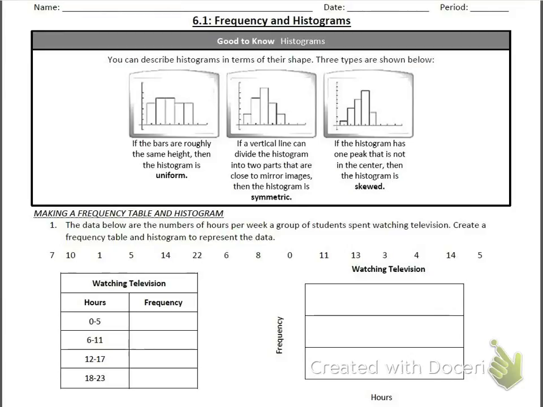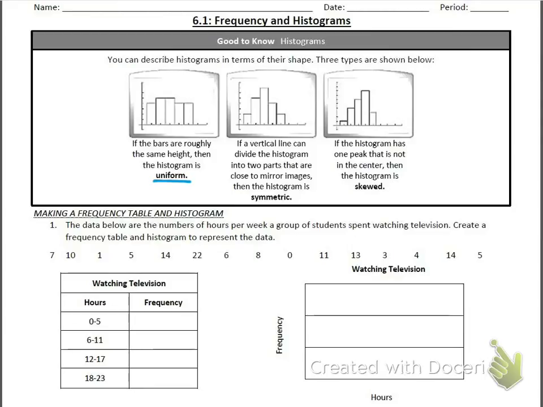We have 3 different types of shape that histograms can have. If the bars are roughly the same height, then the histogram is called uniform. Now, do they all have to be exactly the same height? No. So what I gave you on here is screenshots of a graphing calculator that created a histogram.